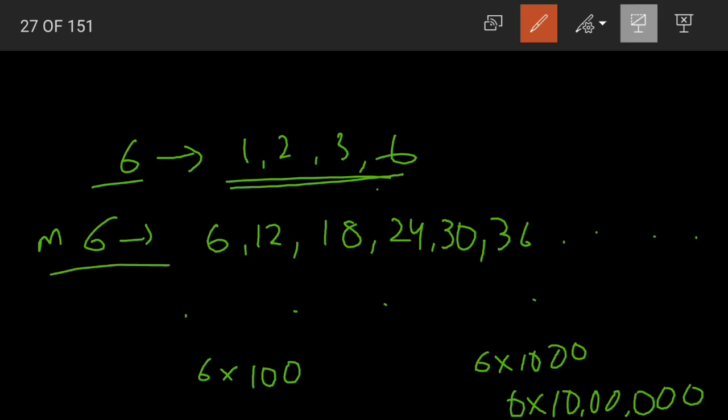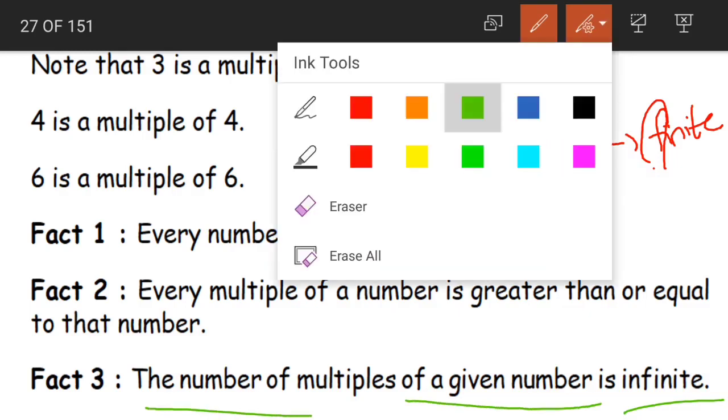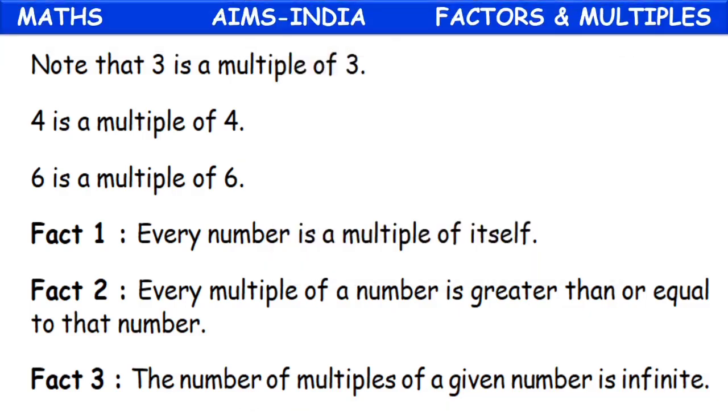So what will we call such numbers? We call such numbers infinite numbers, like the number of stars in the sky. Can you count and tell me exactly how many stars are there in the sky? No. So in the same way, the number of multiples for a given number is infinite, children. That means we cannot say exactly that a number has these many multiples.